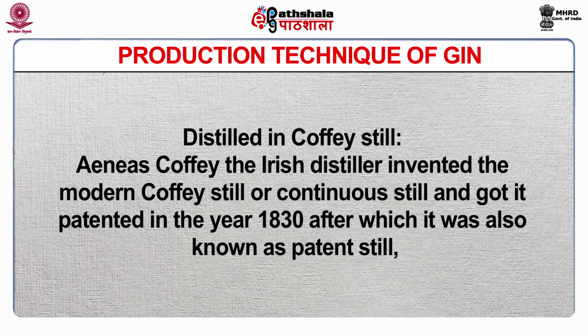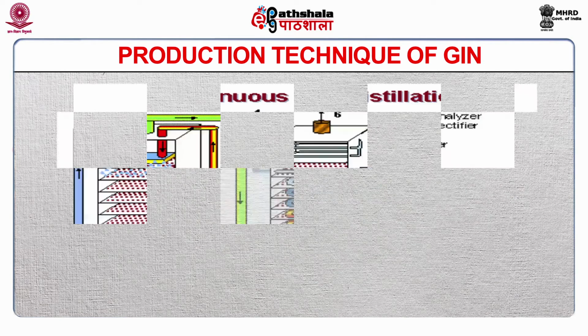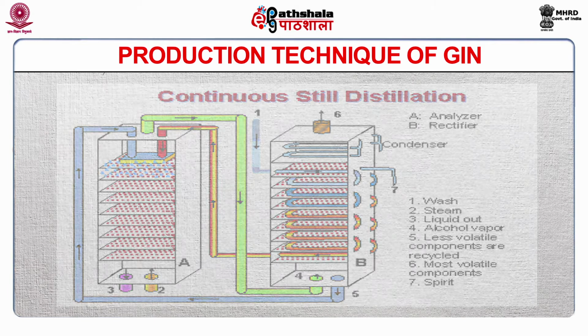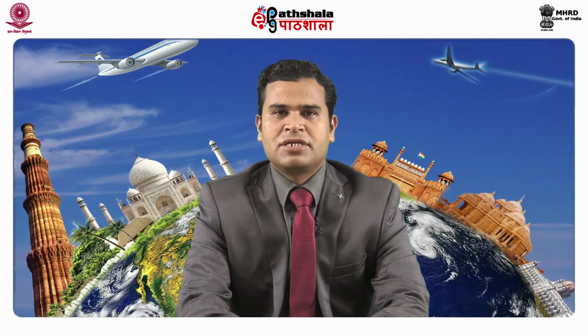Second one, distilled in coffee still. Aeneas Coffey, the Irish distiller, invented the modern coffee still, or we can call it continuous still, and got it patented in the year 1830, after which it was also known as patent still. This still yields a neutral spirit of a very high proof, approximately 96% ABV, from a fermented mash derived from agricultural origin.